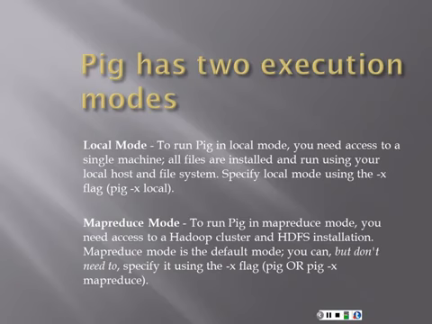Right? There are two execution modes: local mode, right? To run Pig in local mode, you just need access to a single machine. All the files are installed and using your local host and file system. Really simple. Right? It just says everything's on this one box and this is how I'm going to do it.